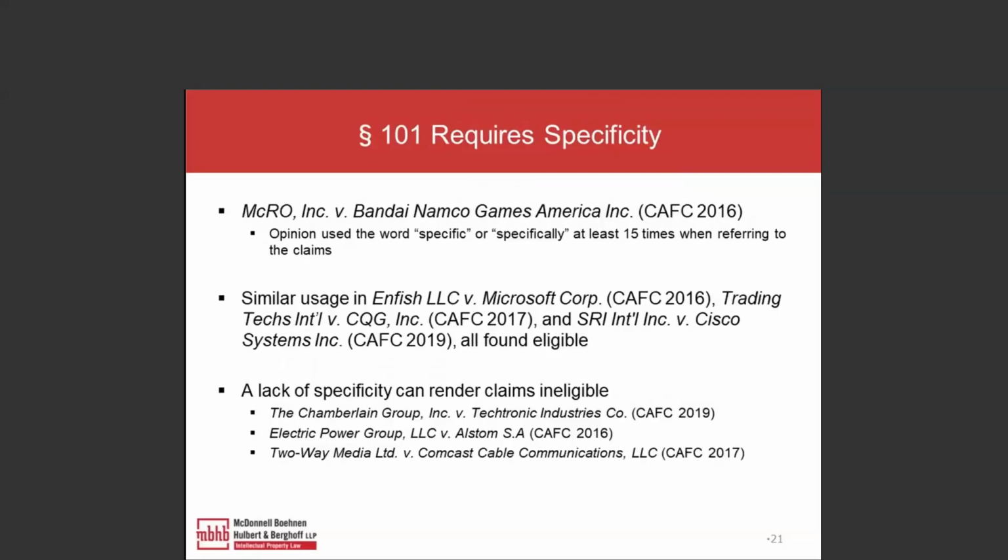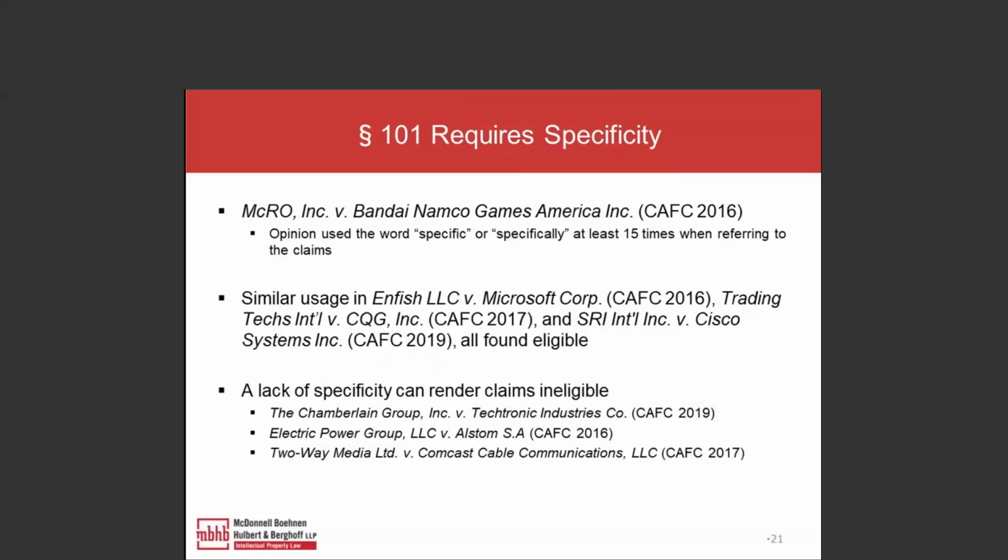Okay, start with specificity. Why do I think that Section 101 requires specificity? Well, I'll tell you why. The Federal Circuit has told us that it does over and over and over again. Many, many cases. One of the best examples is McRO, which was from 2016. It's not a new case. It's been around for a few years.